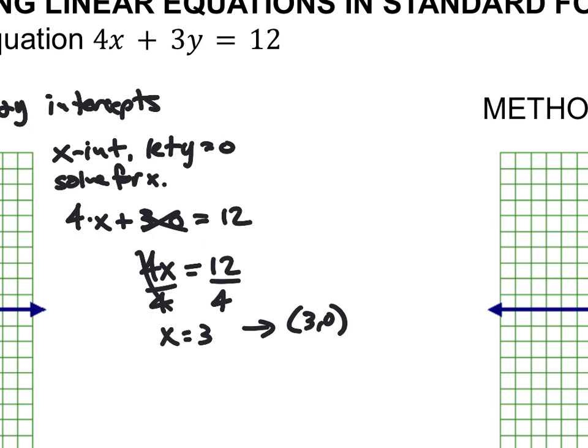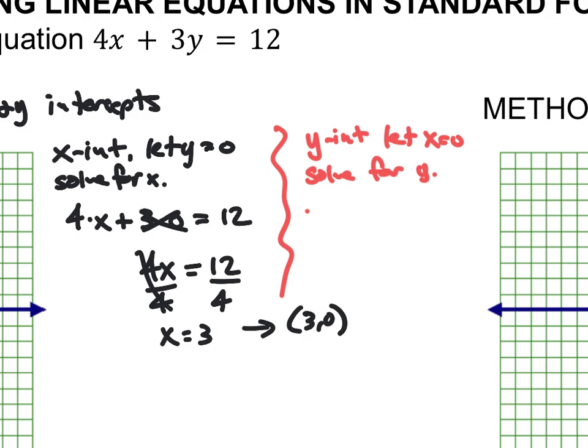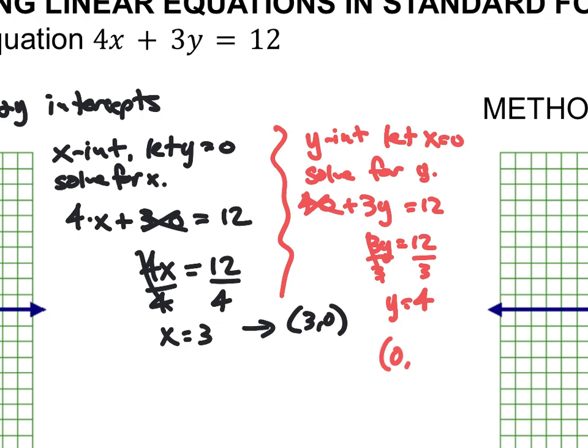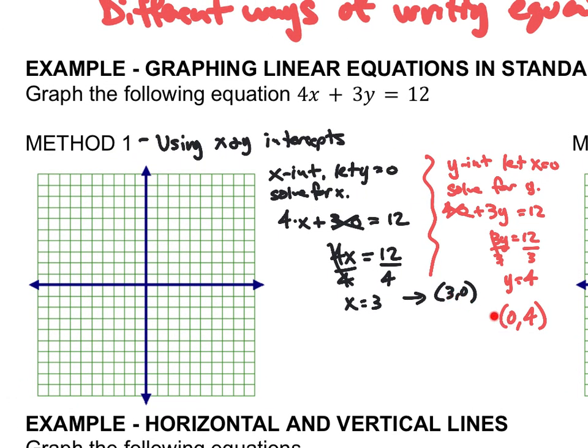is find my y-intercept. For our y-intercept, I do the opposite. I let x equal 0 and solve for y. So I'm going to do 4 times 0 plus 3y is equal to 12. 4 times 0 just cancels out to 0, and then you've got the equation 3y is equal to 12. Divide both sides of this equation by 3, and you get that y is equal to 4. Now remember, you have an x value and a y value, so you can write that as the point 0, 4.